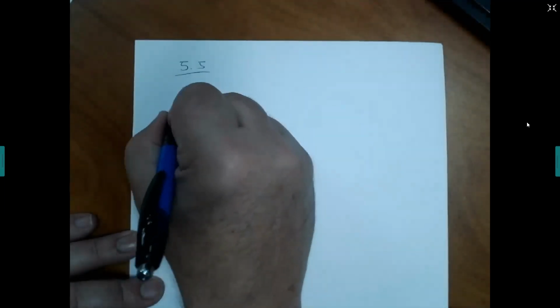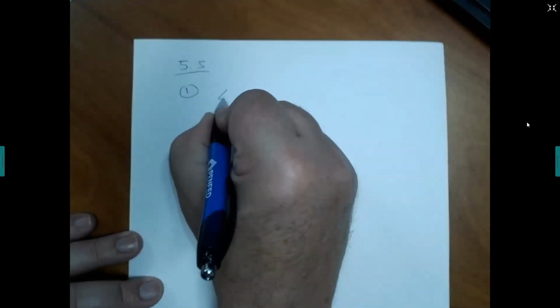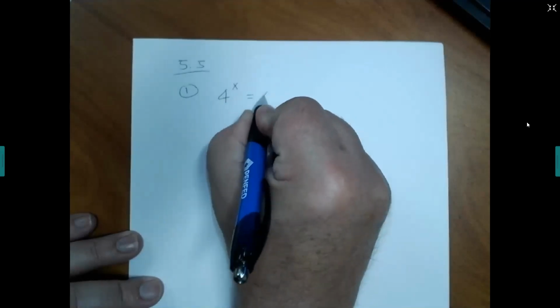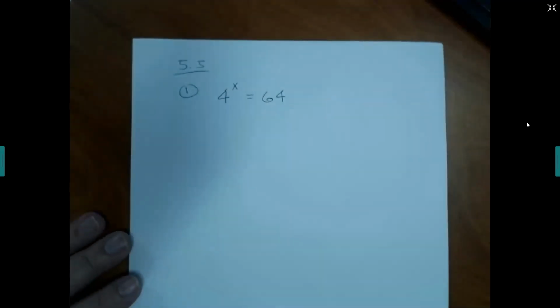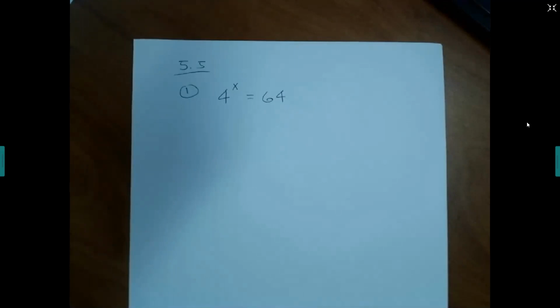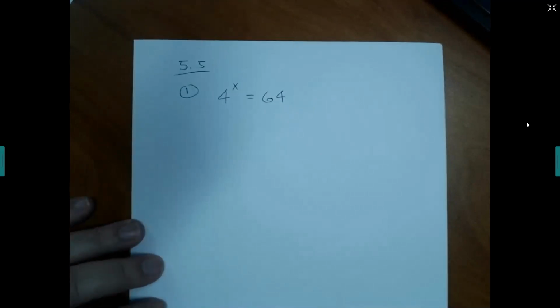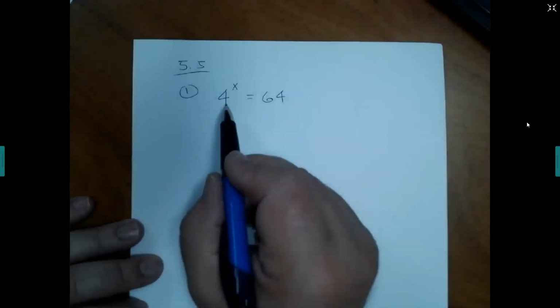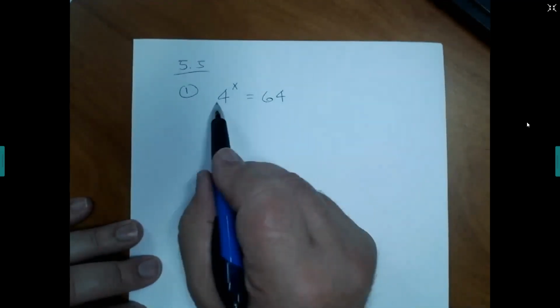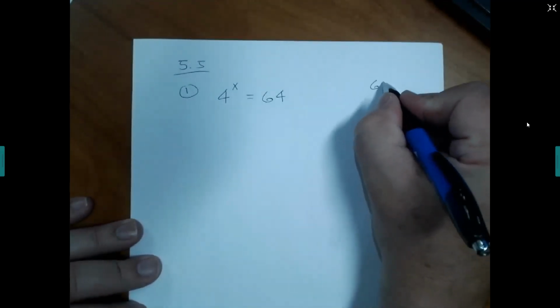5.5. 4 to the power x equals 64. We know we have to solve that because there's an equal sign. So what's the first thing you have to do when you get an equation like this? We have to compare both of these numbers. What is 64 made up of?